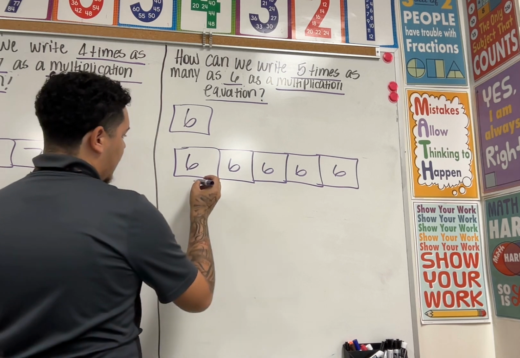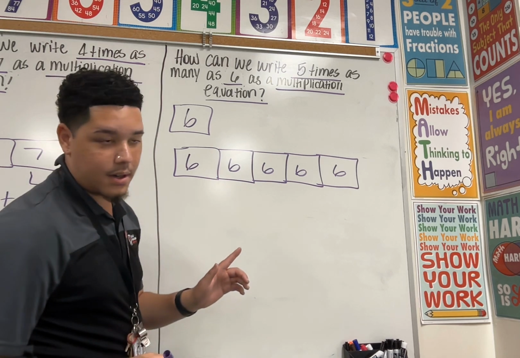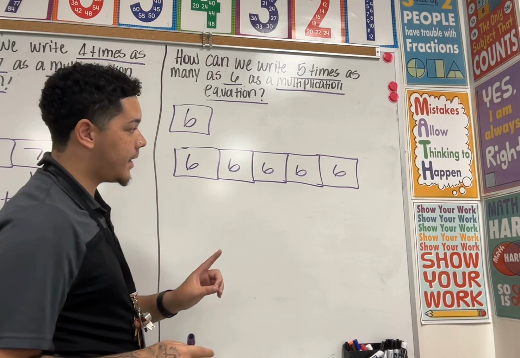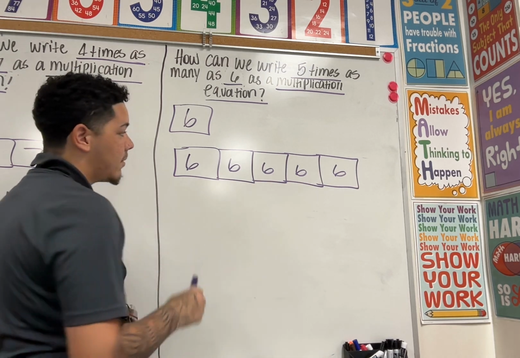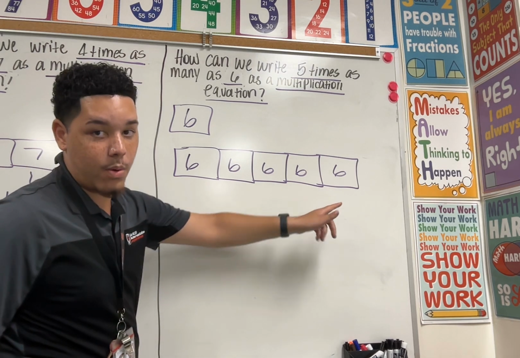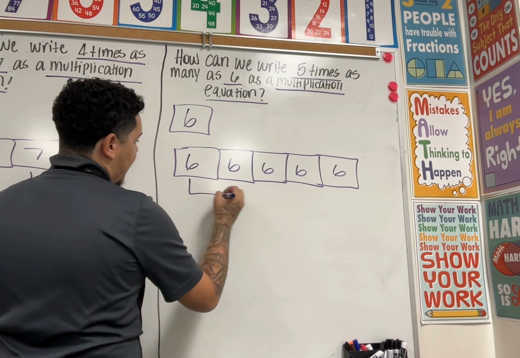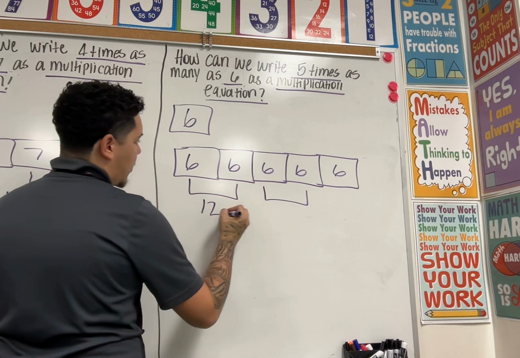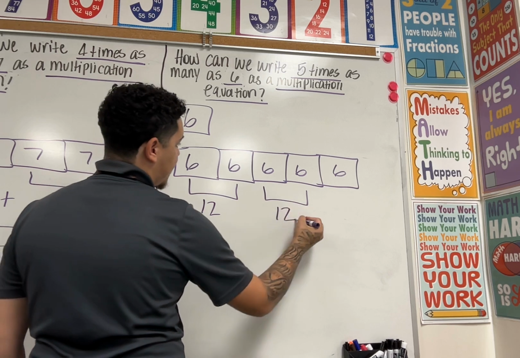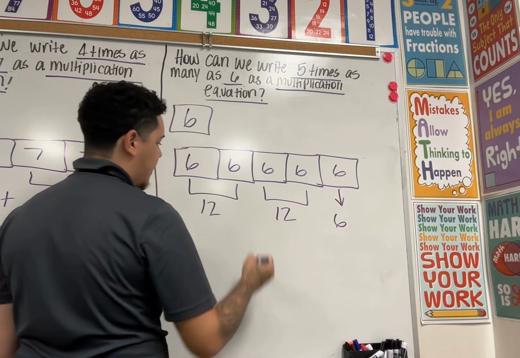We have an odd number of 6s here, right? Odd numbers are numbers that end in 1, 3, 5, and so on. This is 5, so this is an odd number, which means one of these numbers will be left out when we're doing our repeated addition, but we will circle back to it. So I'm going to connect these two 6s here. I know that 6 plus 6 is 12. 6 plus 6 again is 12. And if I bring that 6 down, that's just going to be 6.